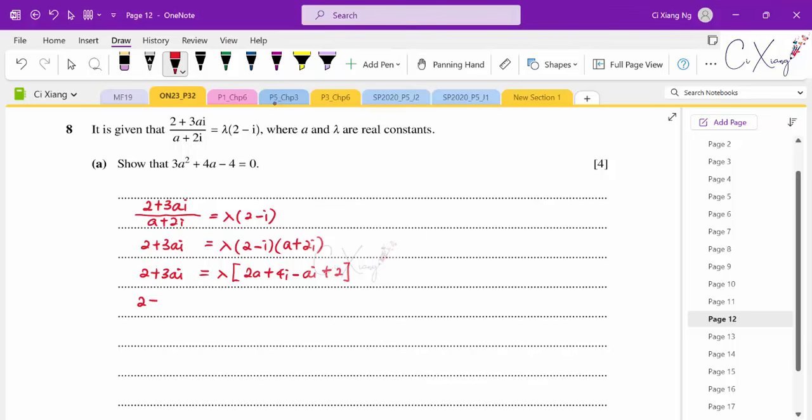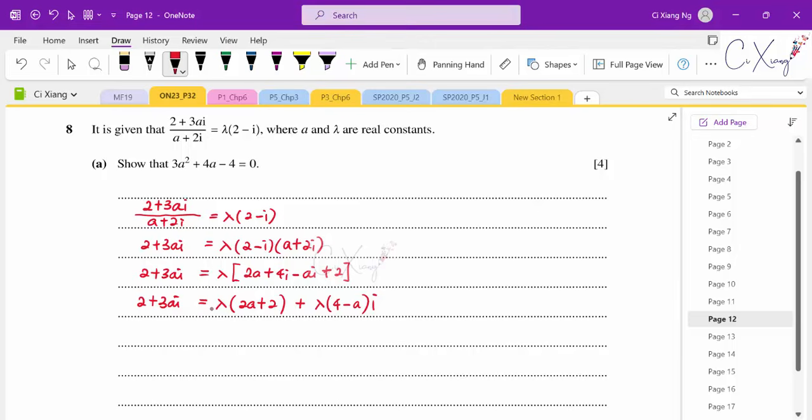Okay, then after that, I try to rephrase them by having all the real numbers together. So all the real numbers together means lambda times (2a plus 2). All these are the terms without the i. And after that, I also have lambda times (4 minus a) with the i. Okay, so I want to rephrase my expression into real plus something with the i.